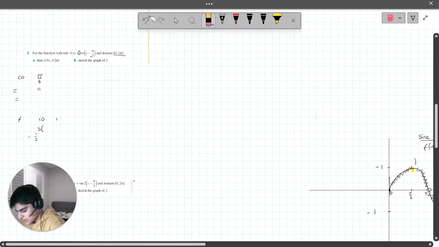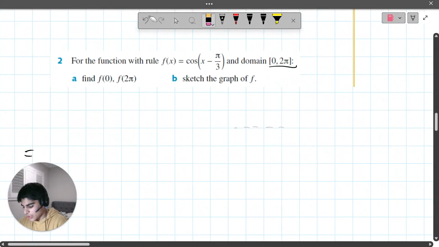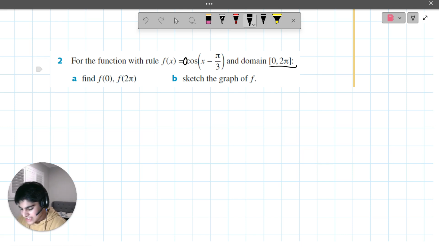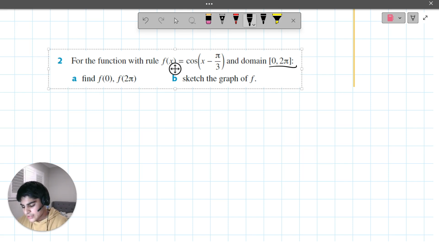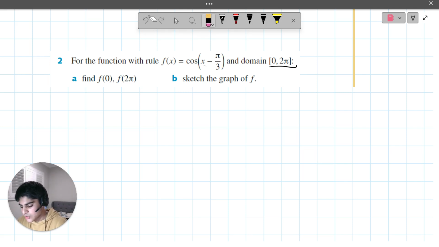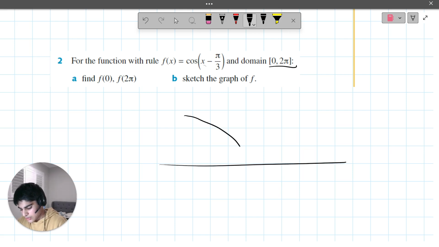Let me just erase this. Now, when we're trying to sketch a function, we have a few components. This component here represents the dilation relative to the x-axis, and this represents the dilation relative to the y-axis. In this case, there's no dilation. There's simply a translation of pi on 3 units to the right. Now when we're sketching a function, let's draw cosine.